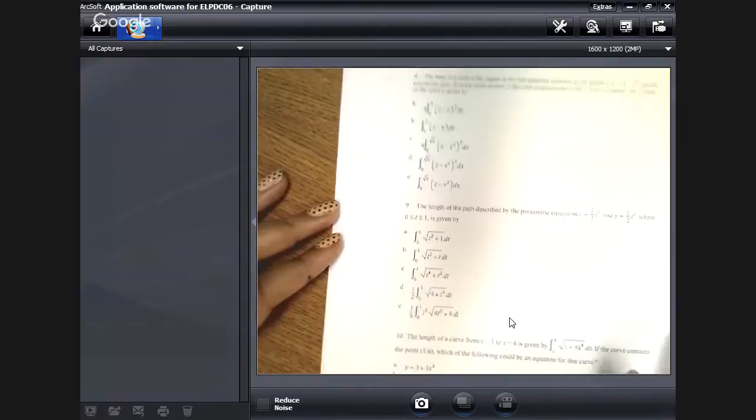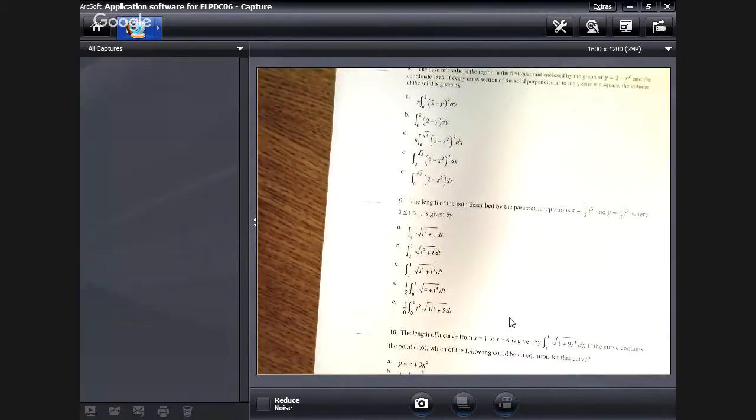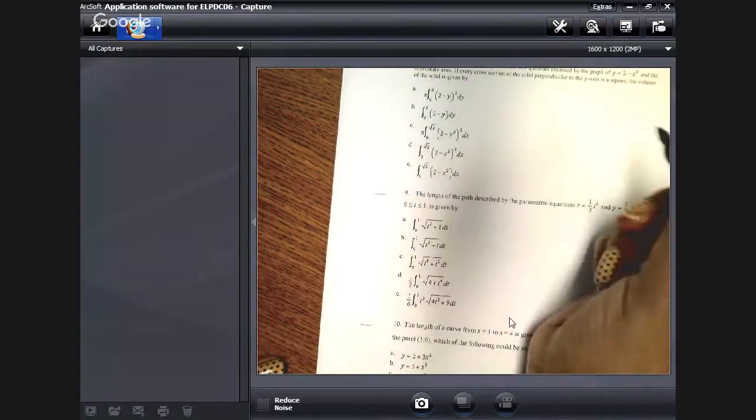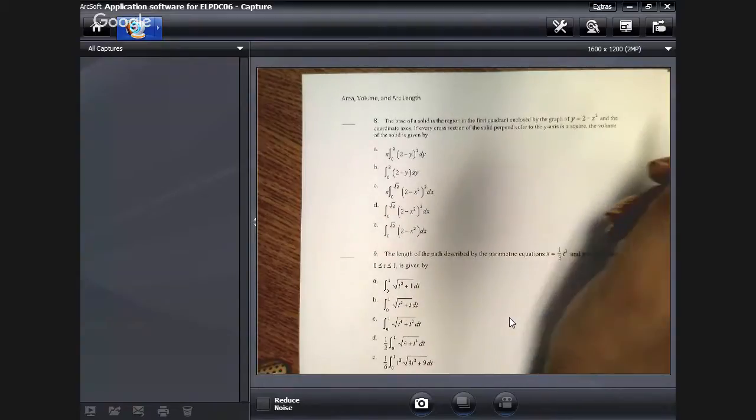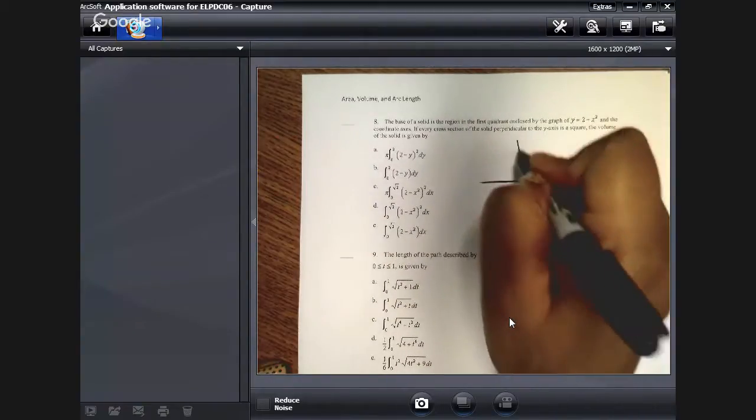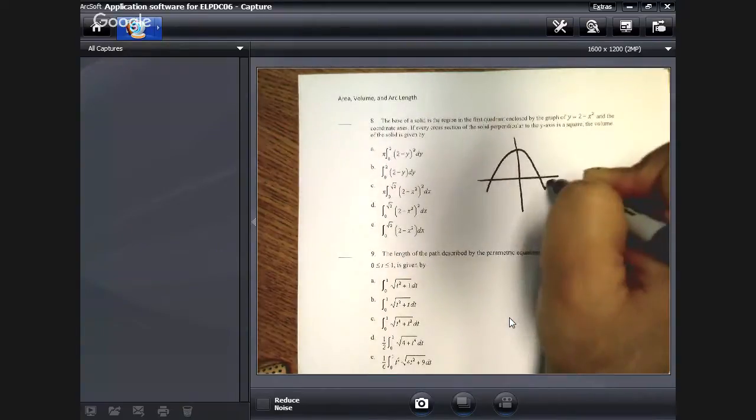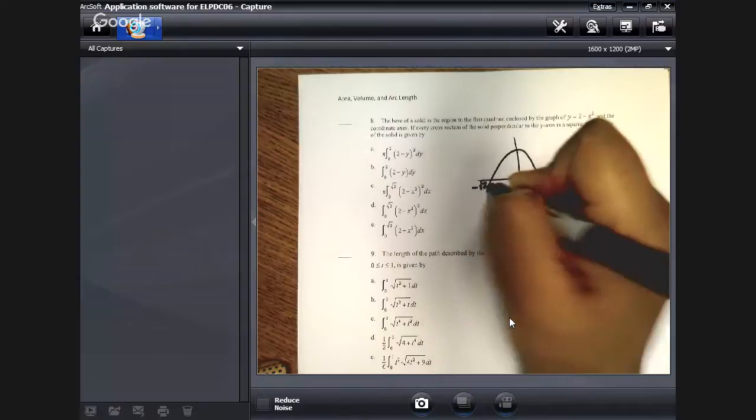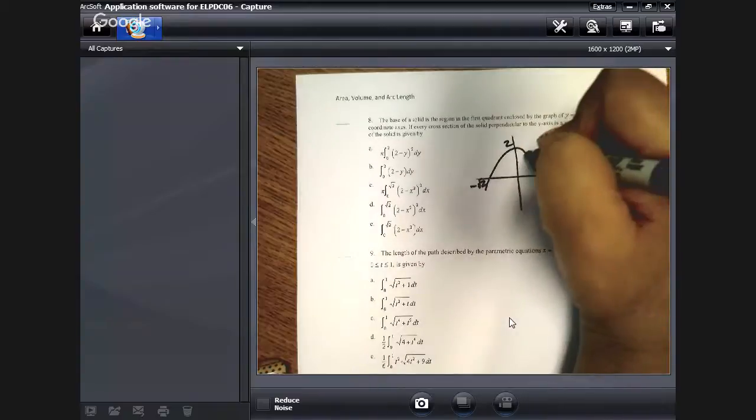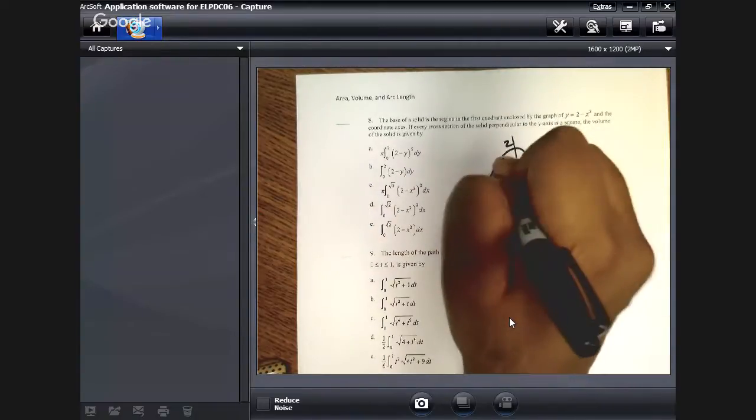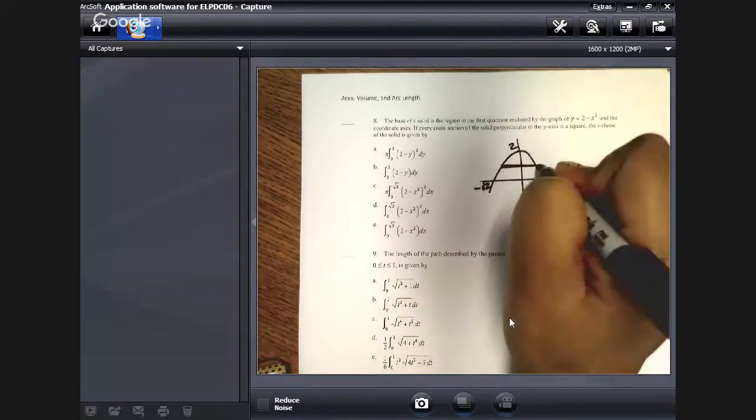So number 8. The base of the solid is the region in the first quadrant enclosed by the graph of y equals 2 minus x squared and the coordinate axes. If every cross-section of the solid perpendicular to the y-axis is a square. Right? So notice they just have you set up the integral here. This could be on the calculator part or the no calculator part. Y equals 2 minus x squared would be a parabola with x-intercepts square root of 2 and negative square root of 2, and a y-intercept of 2. And we're talking about cross sections perpendicular to the y-axis this time, so they're going this way.